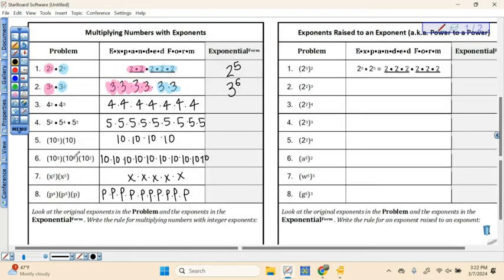All right, so in number 3, I have 4 squared times 4 to the 5th. So how many total 4's am I going to end up having? 7. And in number 4, I've got 5 squared times 5 to the 4th times 5 cubed. So how many total 5's are there? 9.